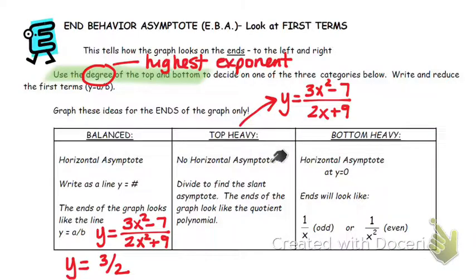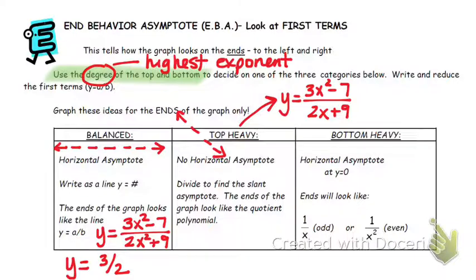So it's not horizontal. For the balanced one, it has a horizontal asymptote, meaning it's a straight horizontal asymptote. That's what I mean by horizontal. But if it's top heavy, it's going to have a slant, like a line, y equals mx plus b.